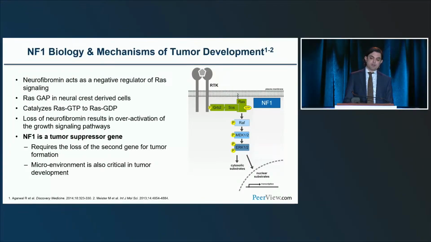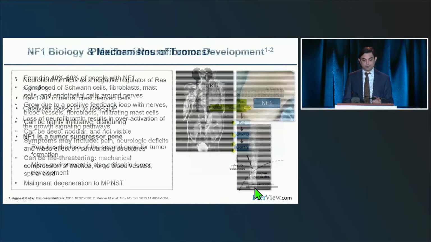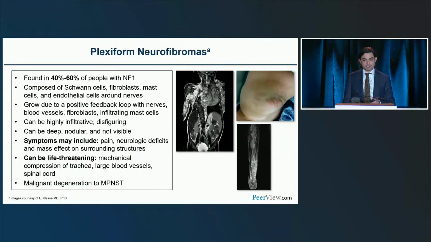I put a picture here of the MAP kinase pathway, and you can see the whole cascade of secondary effectors. NF1, or neurofibromin, is a GTPase regulator of RAS. What it does is catalyze RAS GTP to RAS GDP, inactivating this cascade and its downstream effects, which would result in cellular proliferation. So it's a classic tumor suppressor gene.